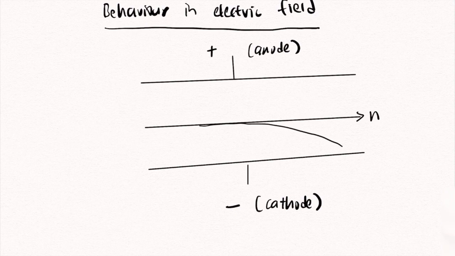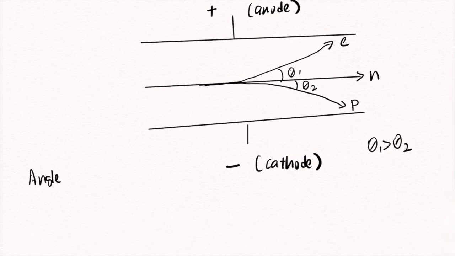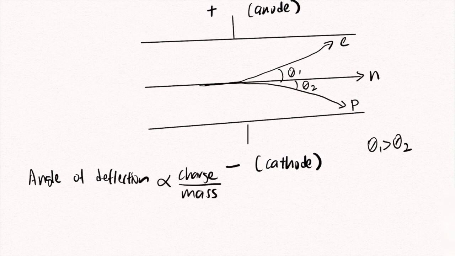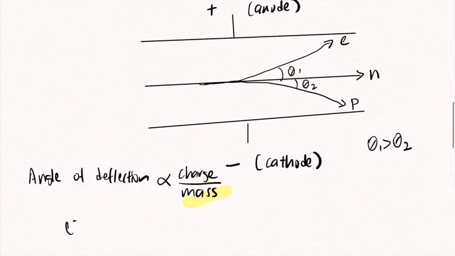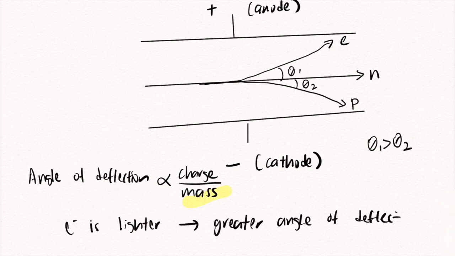For the proton, it will be deflected to the cathode since it is positively charged. For the electron, it will be deflected to the other side, to the anode, since the electron is negatively charged. It is important to note that the angle of deflection of the electron will be greater than the proton. This is because the angle of deflection of the particles is proportional to their charge divided by their mass. Both the electron and the proton have the same charge value of 1. So, if we look at their mass instead, we will realize that the electron is much lighter as compared to the proton. This will give it a much larger angle of deflection.